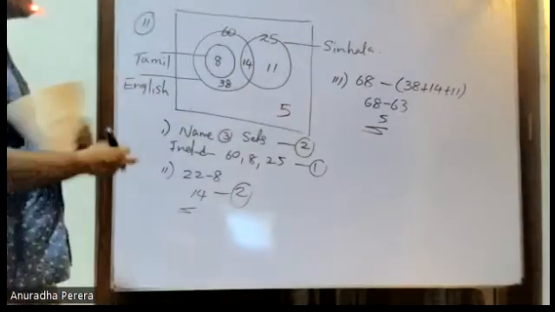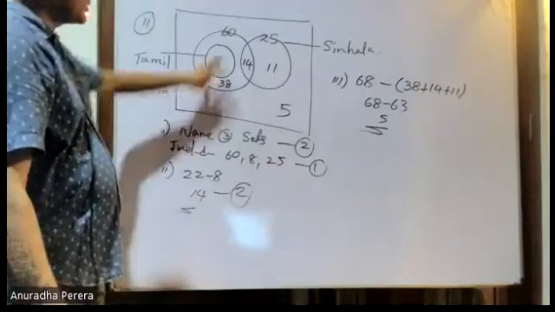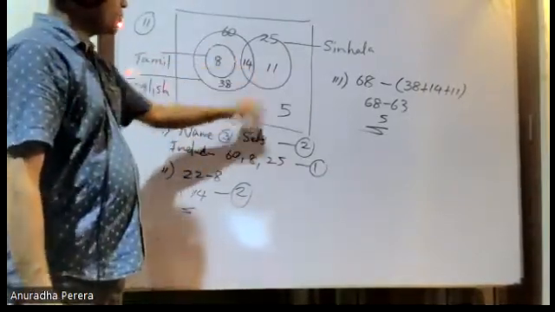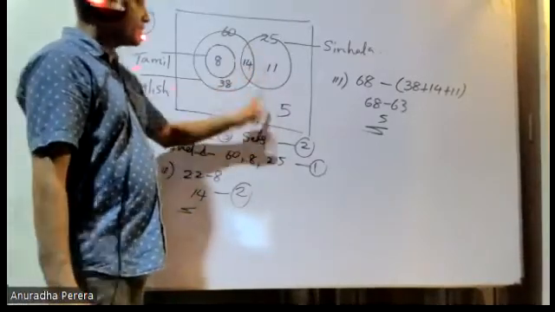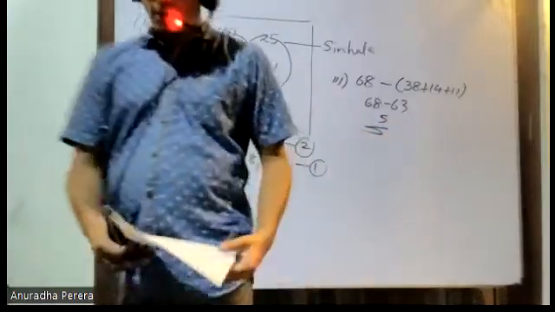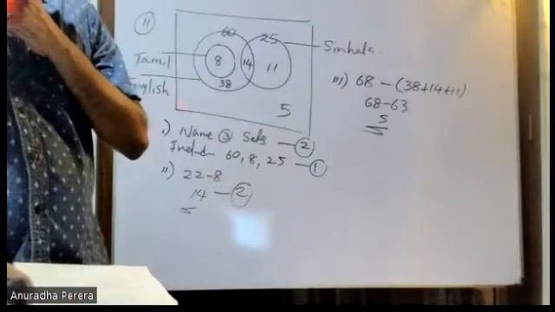There are 68. Do not speak Tamil. Sum of these 4 parts is 68. We know sum of these 3. To find this one, subtract total of these 3 from 68. It's 5. 3 marks.